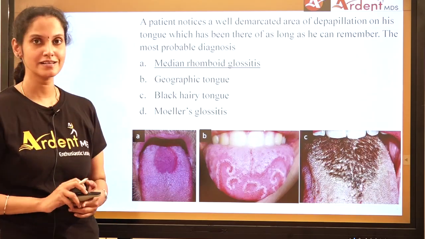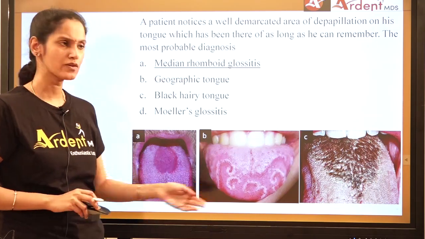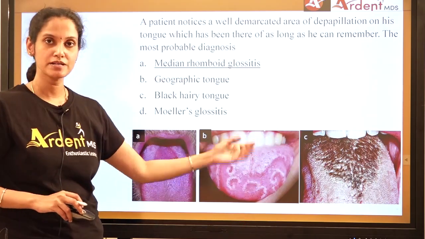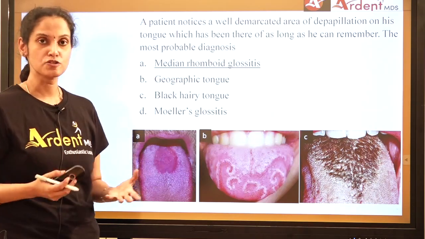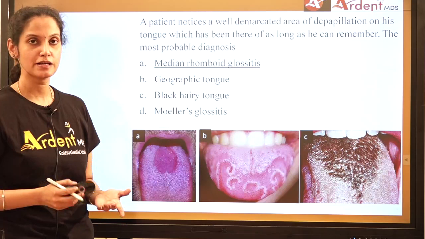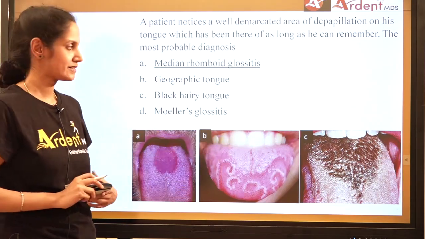Black hairy tongue is accumulation of keratin on the filiform papillae, and overadded debris, pigments, and external agents give the color to it. It could be because of poor oral hygiene, radiation therapy. So, this is black hairy tongue.